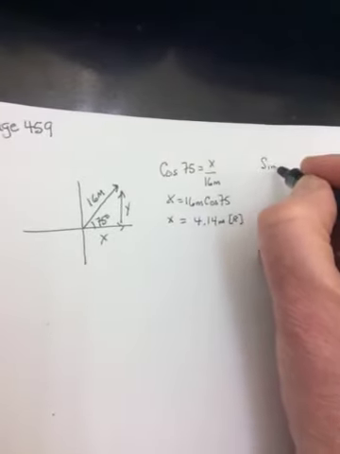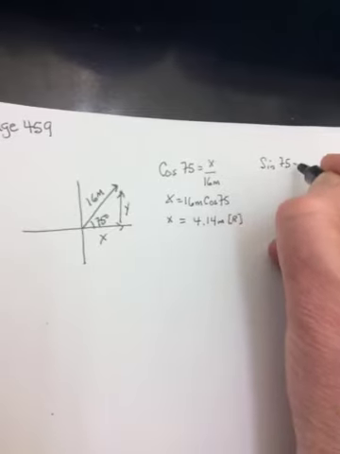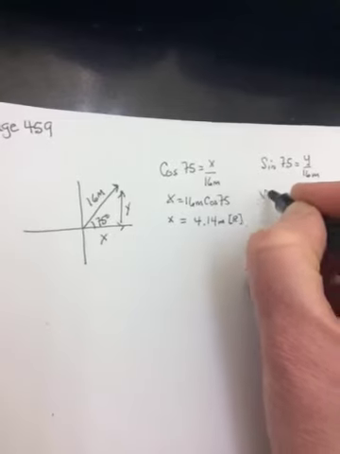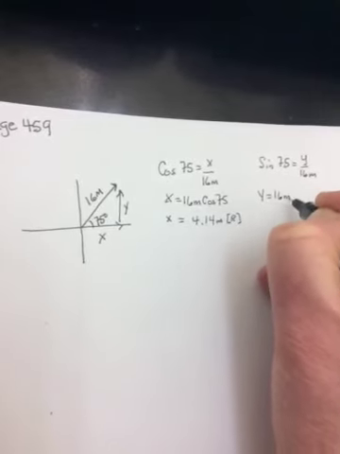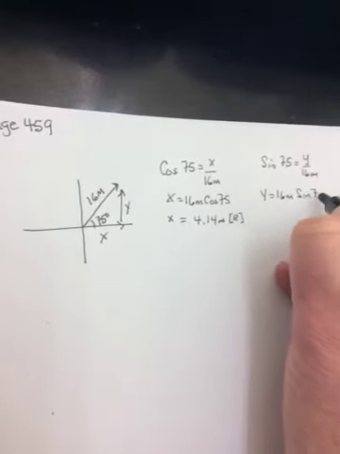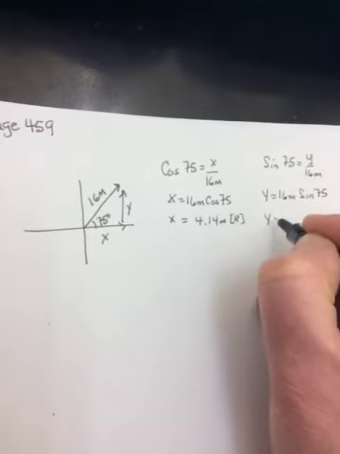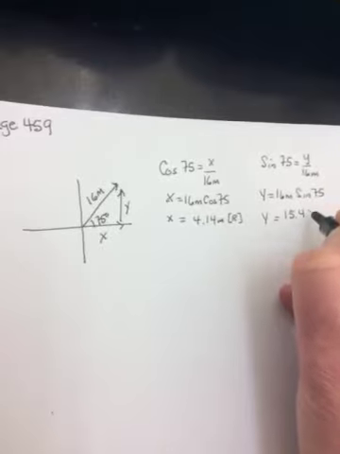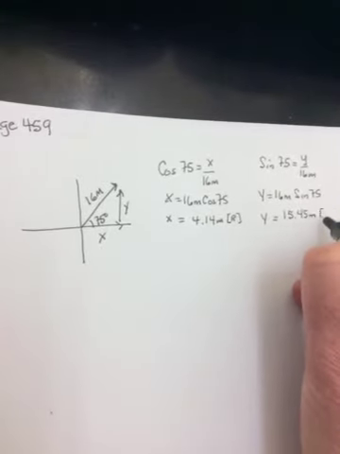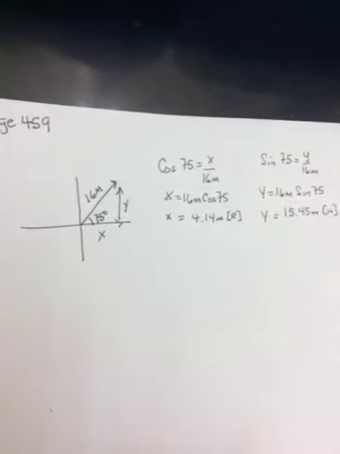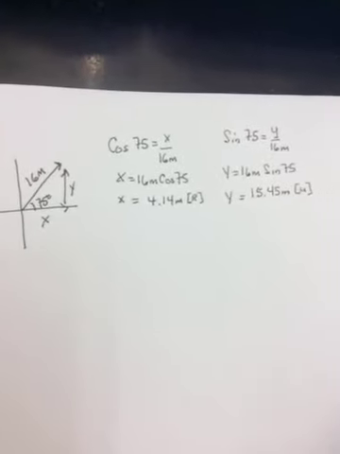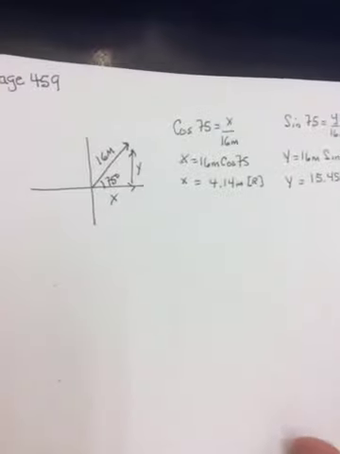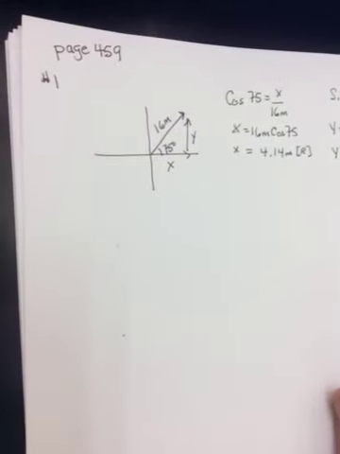Y should be sine. So sine of 75 will equal Y over 16 meters. Y will equal 16 meters times the sine of 75. Punch this in your calculator and you should get 15.45 meters, and that will be up. Can't really say east or west, east and north, because all we know right now is right and left, and up and down.